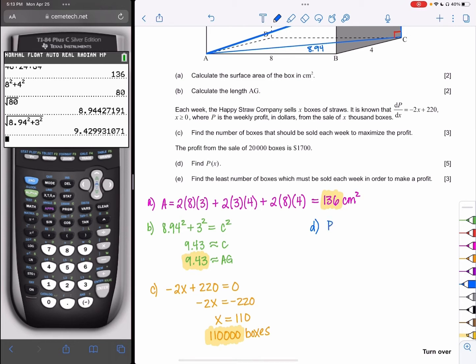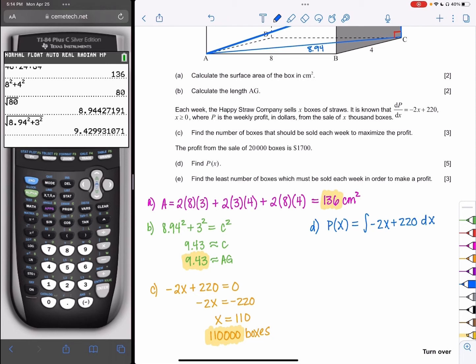So I need to find P of X, and P of X is going to be equal to the integral, or the antiderivative, of negative 2X plus 220 with respect to X.